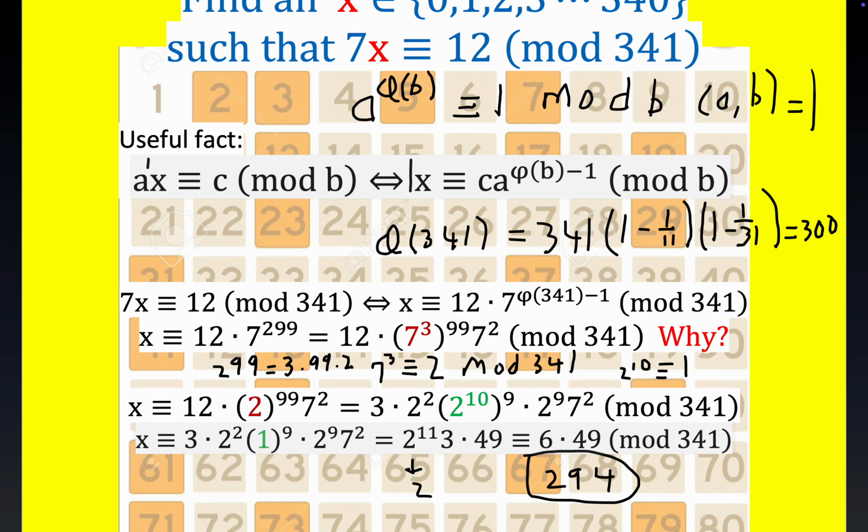Had this product here been a number bigger than 341, we would just have to divide it by 341 and write down the remainder right here, okay? But a number is congruent to itself. So this is the solution.